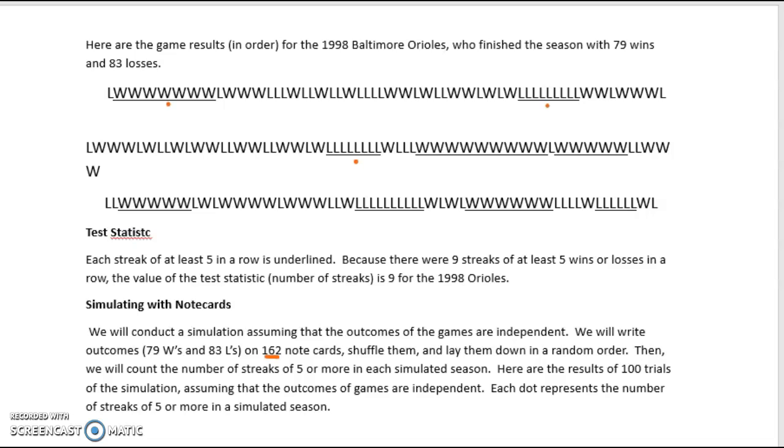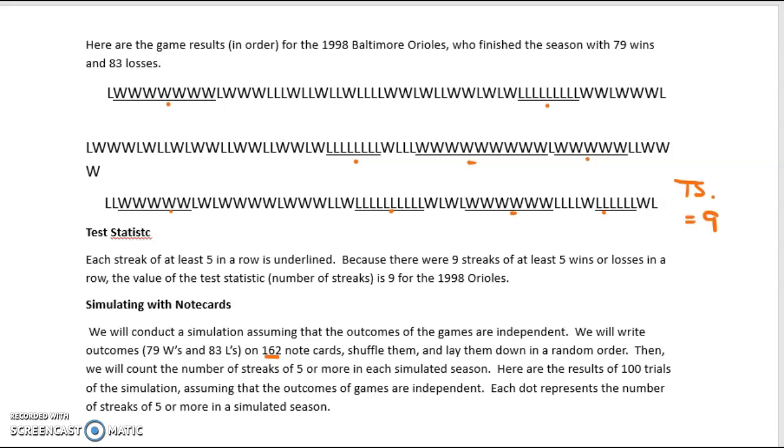So 1, 2, 3, 4, 5, 6, 7, 8, 9. And that's what you're thinking about. This is going to be your test statistic. All right, that is 9, which makes it short and sweet.